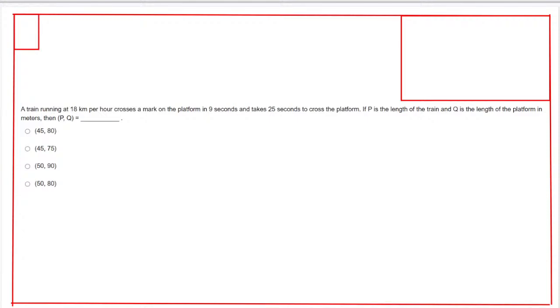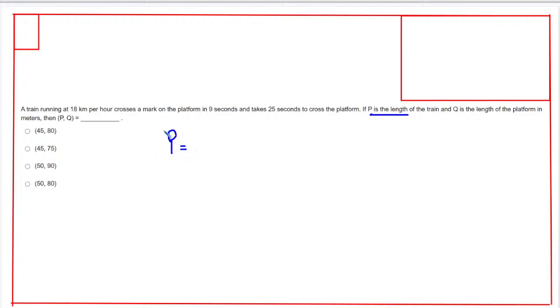All right, so let me start this question. This is an easy question. A train running at 18 km per hour crosses a mark on the platform in 9 seconds. It is a mark that has to be crossed, which means it will cover the same distance as its own length. Length of train is P.